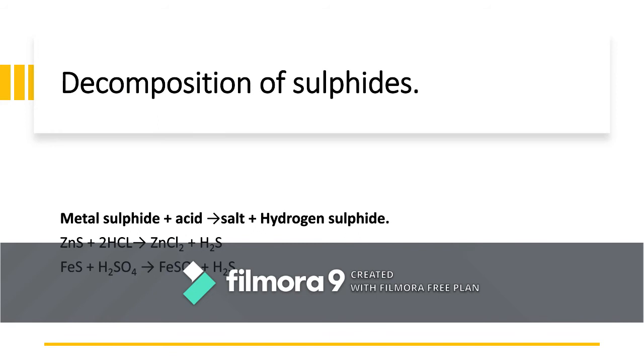For instance, zinc sulphide plus dilute hydrochloric acid will give you the salt zinc chloride plus hydrogen sulphide gas evolved. Similarly, ferrous sulphide, or I call it iron 2 sulphide, plus dilute sulfuric acid will give you salt, and the salt is ferrous sulfate plus hydrogen sulphide gas.